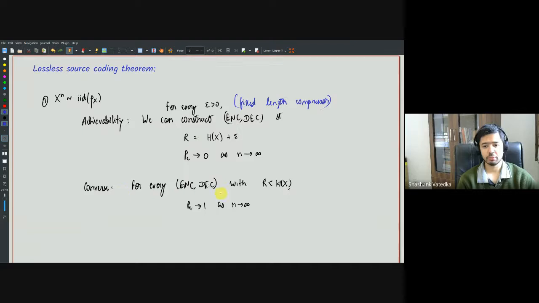But in fact, the second part of the result that he proved was that if you try to compress at a rate below entropy, no matter how you design the compressor and the decompressor, no matter how much computational power you invest, if the rate is strictly less than the entropy, then the probability of error you can never make go down to zero. In fact, the probability of error tends to 1 as n tends to infinity. And this is for fixed length compression.